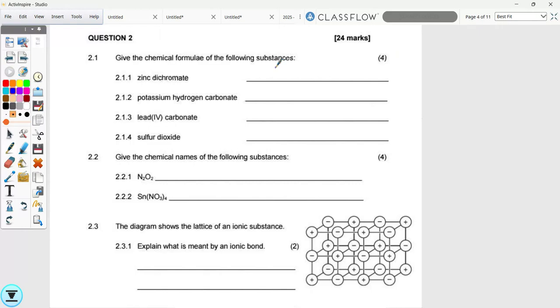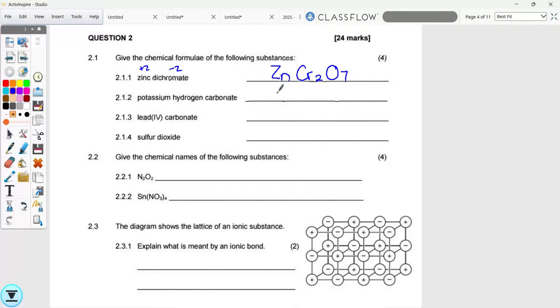Zinc dichromate. You need to know that this is Zn 2 plus. Dichromate is Cr2O7. But now, what is the charge on Cr2O7? 2 minus. So this is plus 2, minus 2. They cancel each other, so I just need one of each. Done. The next one is potassium, hydrogen, carbonate.